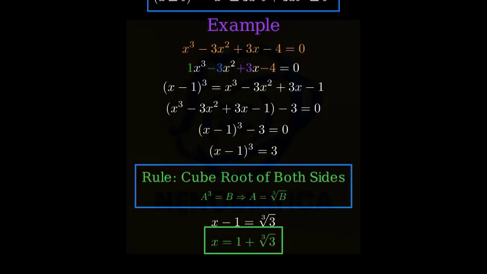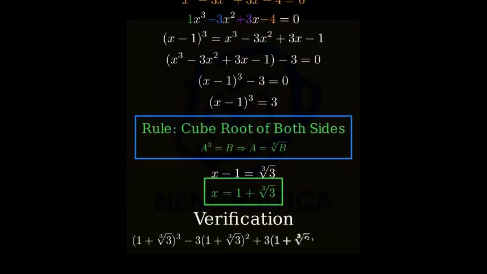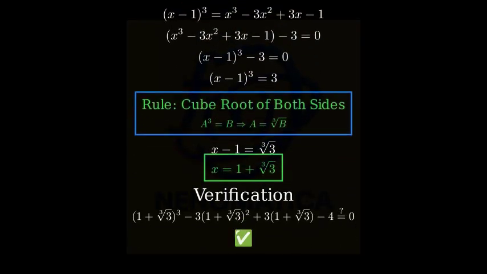Let's verify our solution by substituting x = 1 + ∛3 back into the original equation. We need to calculate (1 + ∛3)³ - 3(1 + ∛3)² + 3(1 + ∛3) - 4. This computation would confirm our solution is correct.